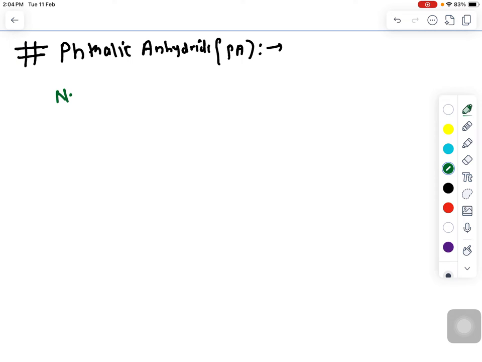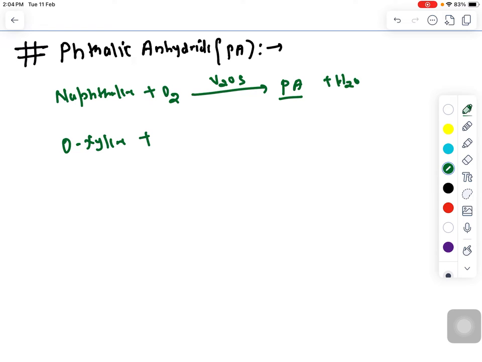So let's say naphthalene will get oxidized in the presence of vanadium pentoxide, and it will form phthalic anhydride, and water will also be formed. And one more important chemical is orthoxylene, plus it will form, sorry, here it will be 4.5 O2, and here it will be 3 O2. The reaction is not going to be asked, but you have to understand what kind of reactants and products there are. So phthalic anhydride plus water molecules, so 3 water molecules will be liberated.